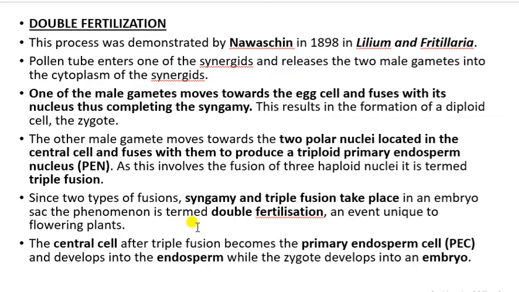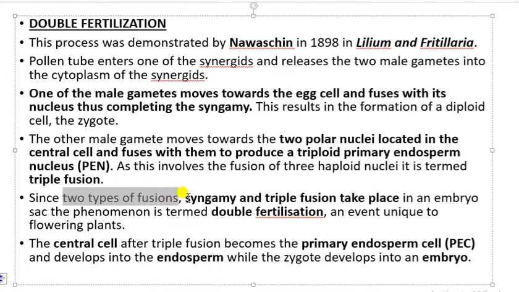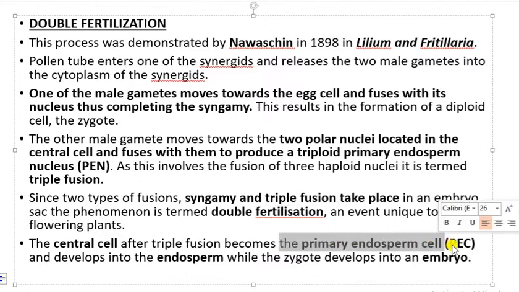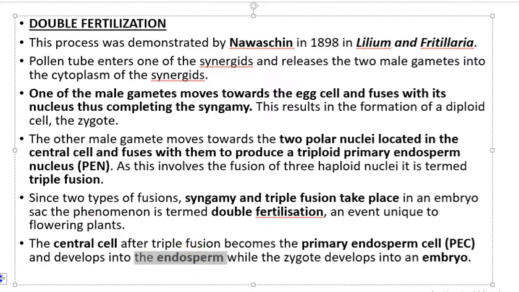In this particular topic, we have studied that there are two different areas where the fertilization takes place: the center part of the cell and the egg cell which was present at the micropylar end. So two types of fusions were taking place. One was syngamy and the second one was triple fusion, where syngamy results in the formation of a zygote, and triple fusion leads to the formation of primary endospermic cell, and this primary endospermic cell leads to the development of the endosperm.